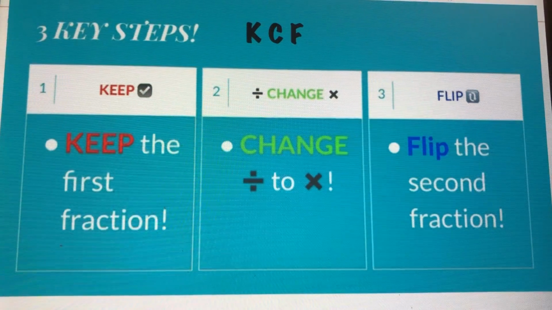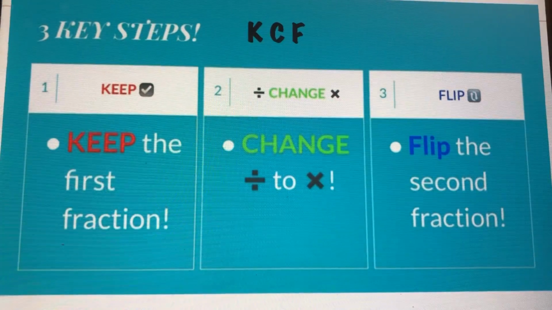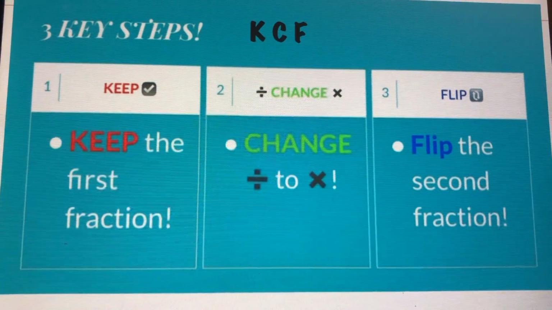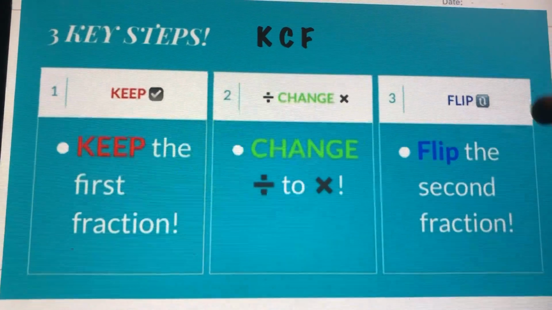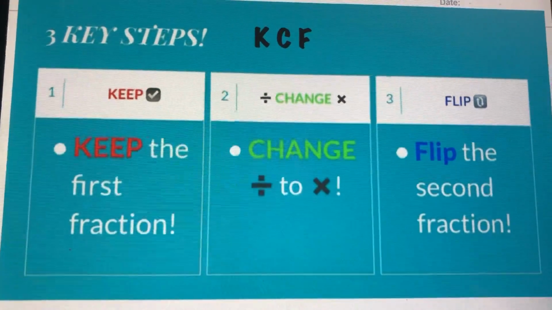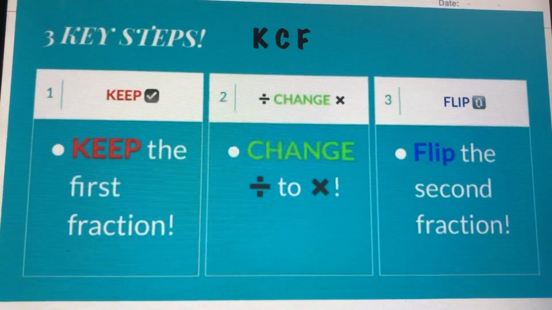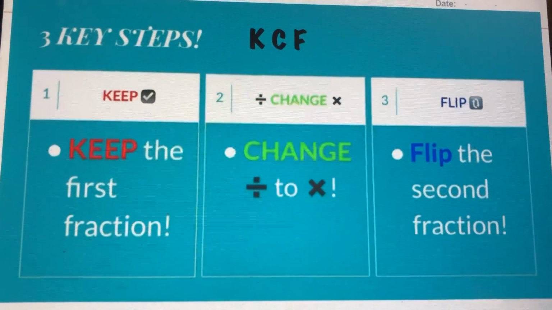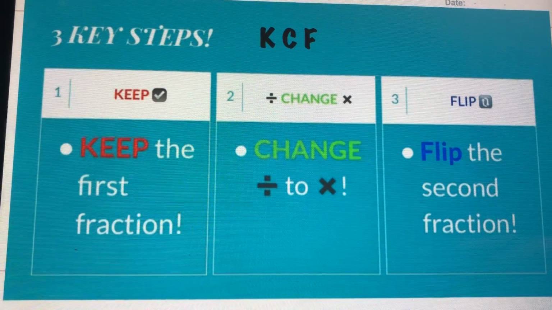Also, when we're dividing, of course, we are always going to use these 3 key steps. We got KCF: keep, change, flip. We're going to keep the first fraction, then we're going to change from division to multiplication, and lastly, we're going to flip that second fraction. Most of you already have this written down, so you don't have to write it again unless it's going to help you. But you do need to remember these steps.